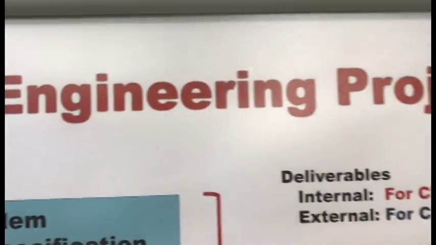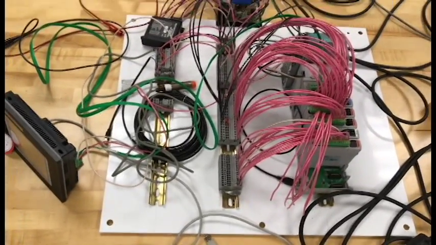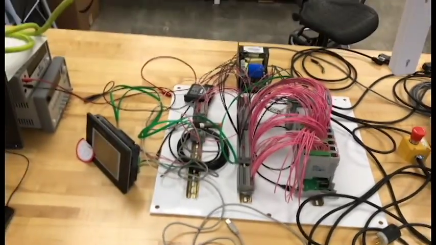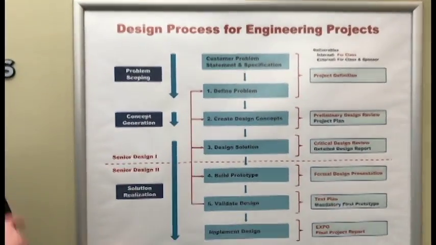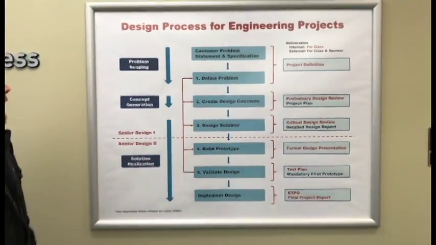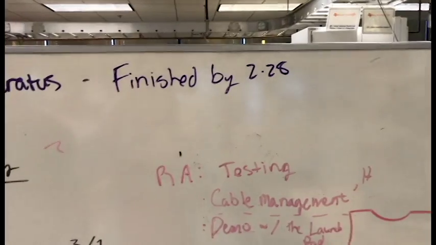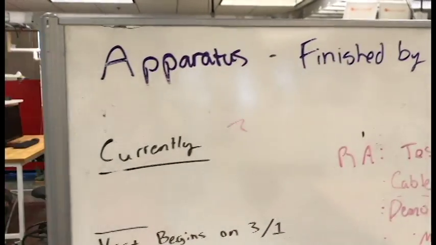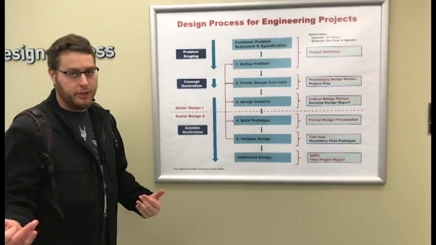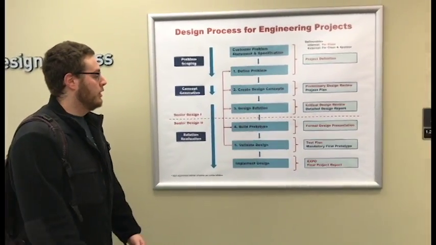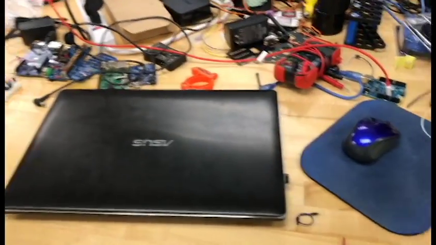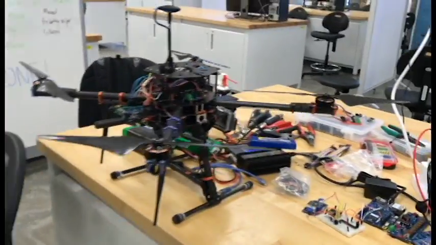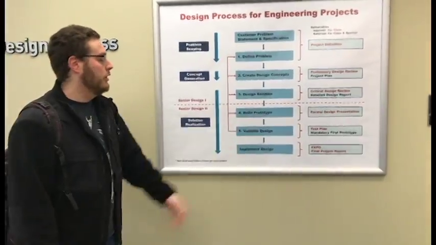So this is the design process for my senior design project. Essentially the top half is going to be senior design 1, which is this semester. Bottom half is senior design 2, which is going to be over the summer. Basically, senior design 1 is just designing the project specifics and not really building anything, but essentially planning everything that you're going to be doing in senior design 2. And senior design 2 is actually building and validating and implementing it.